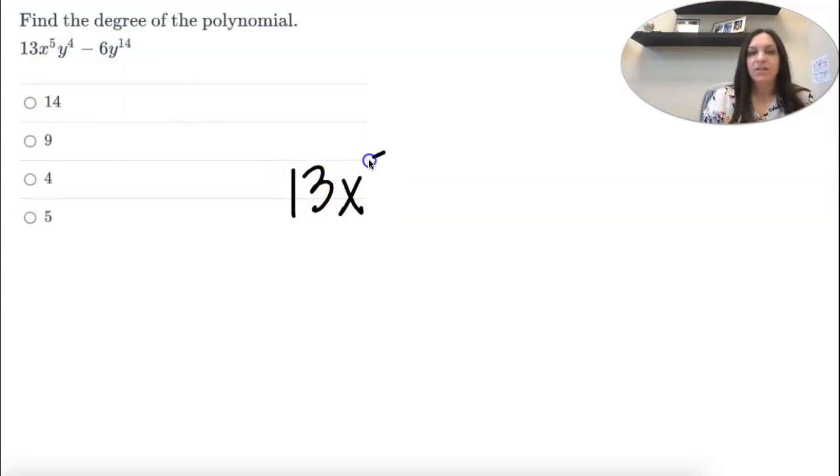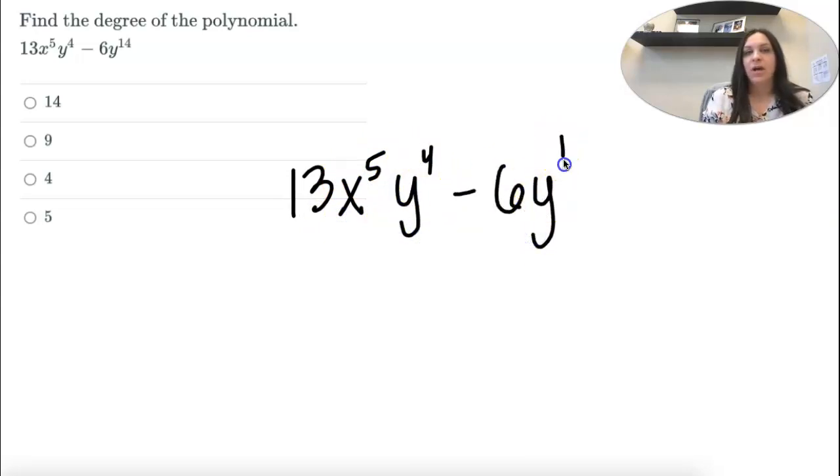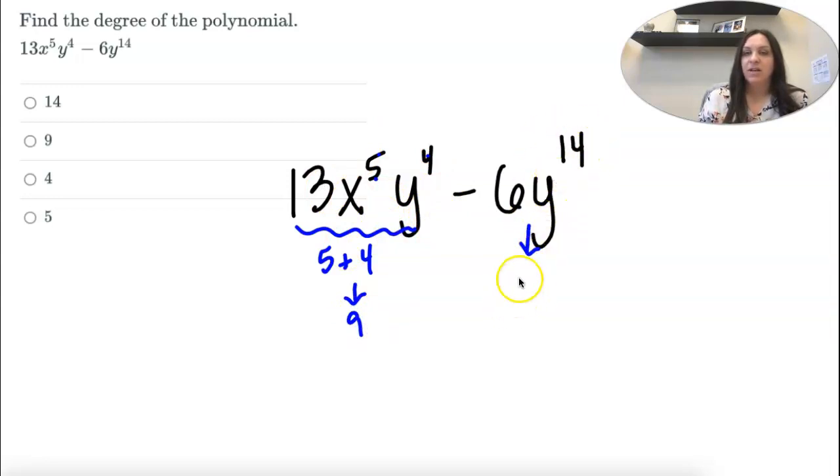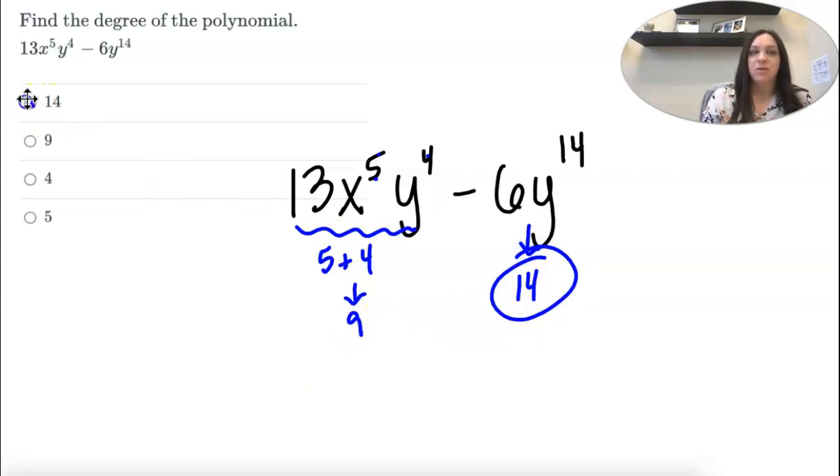So I have x to the 5th, y to the 4th, minus y to the 14th. So now if I want to find the degree of this term, I have to take the x and the y and add them together. So 5 plus 4 is 9 is the degree here. And then this is just y by itself, so the degree would be 14. So which number is bigger, 9 or 14? I hope you said 14. That's the degree.